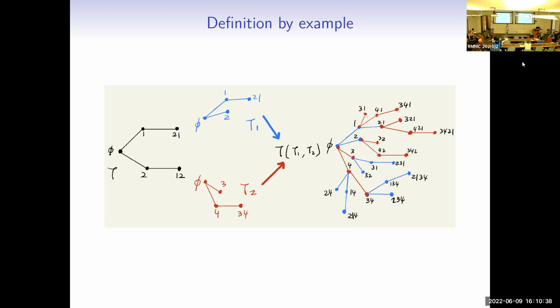Yeah, any questions? And as you can see here, the number of the vertices is growing exponentially. You have like n trees to do the composition.